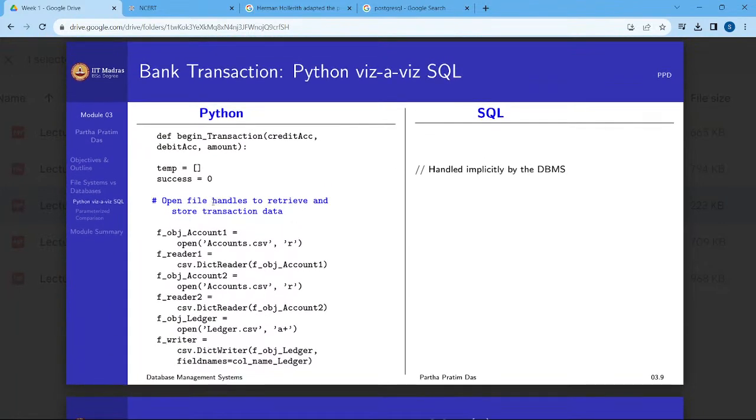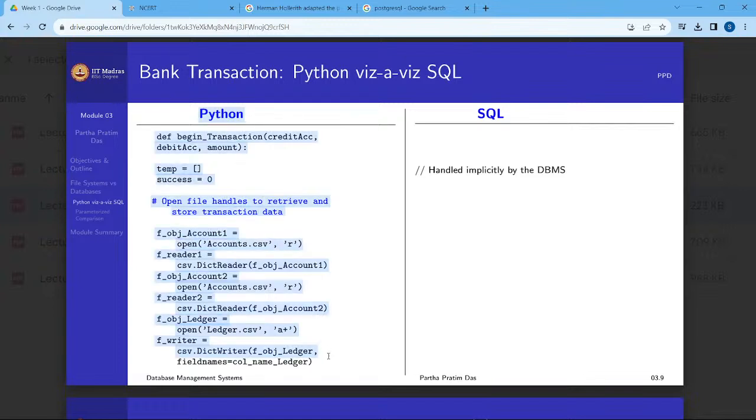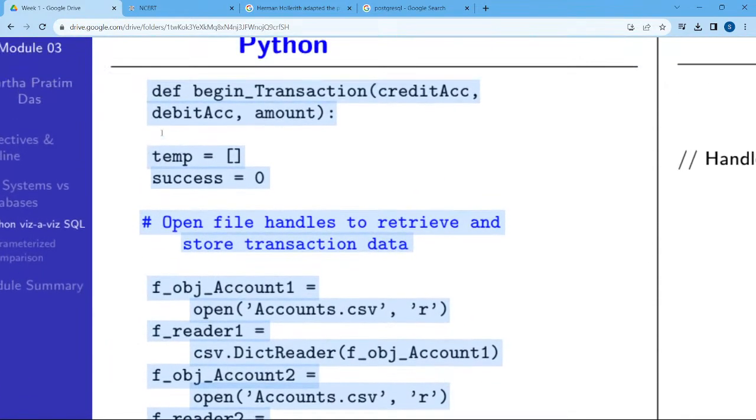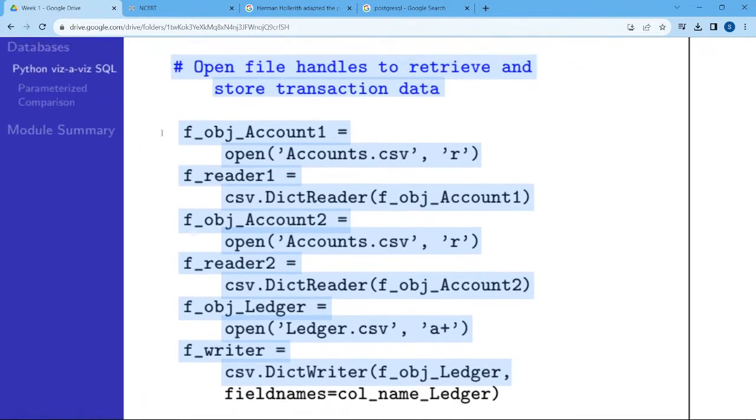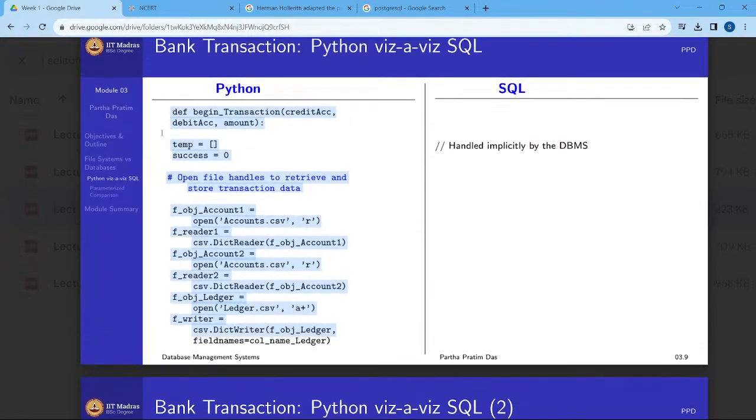But let me quickly tell you what this lecture would tell you. See, as in the Python section, you can see you have to write. This is a file handling problem in Python. You have to write so many lines, and each and every function, each and every task has to be done explicitly. Whereas in SQL, it can be handled implicitly.